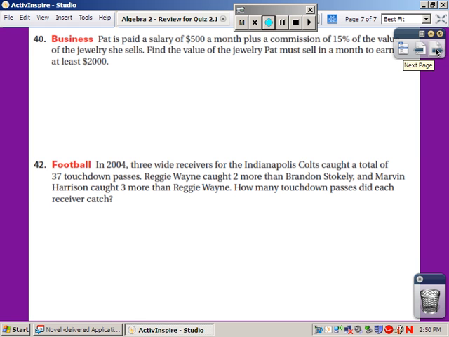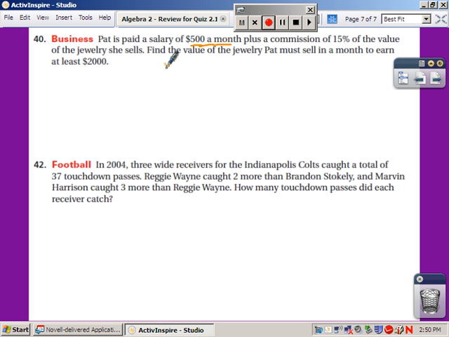All right, we have two word problems for you. They're a little bit different, but they're linear expressions nonetheless, so they're all a little the same, too. So number 40 is a very common way of determining a pay. So it says that Pat is paid a salary of $500 a month, or per month, and a commission of 15% of the value of jewelry she sells.